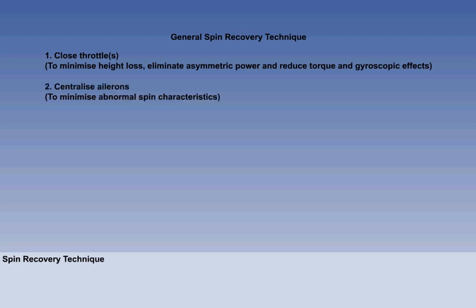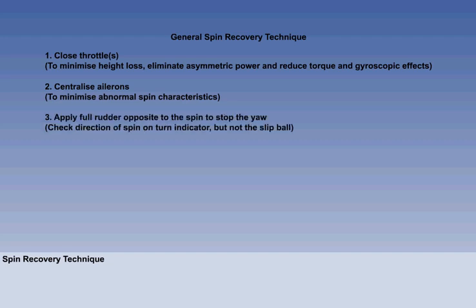Secondly, although this action can be done simultaneously with the first, set the ailerons to neutral. Aileron deflection can contribute to abnormal spin characteristics. Apply full rudder to oppose the spin to stop the yaw. The direction of spin is best determined from the turn needle or coordinator. The slip ball should not be used, as it is not a reliable indicator of yaw direction, possibly being affected by its position in the cockpit.